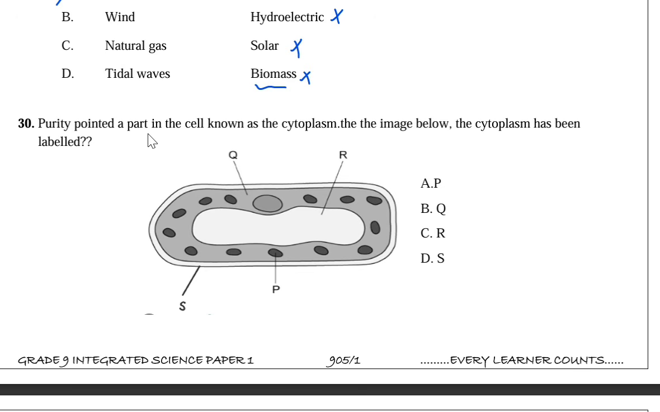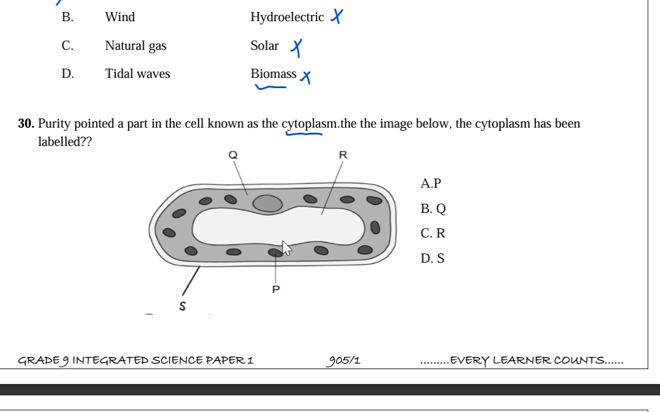Identify the part in the cell known as the cytoplasm. In the image below, cytoplasm has been labeled, so here we have the image with letters Q, R, P, and S. First let us know the name of these parts. To start with, R is known as the vacuole. What about S? S is the cell wall. What about Q? Q is the cytoplasm.